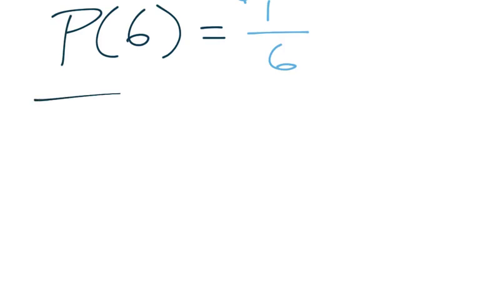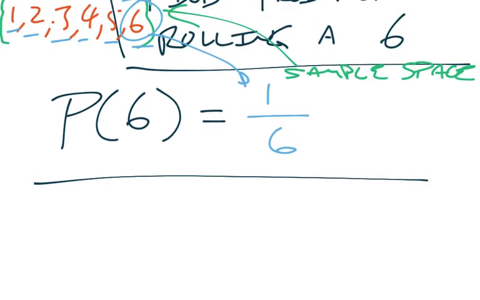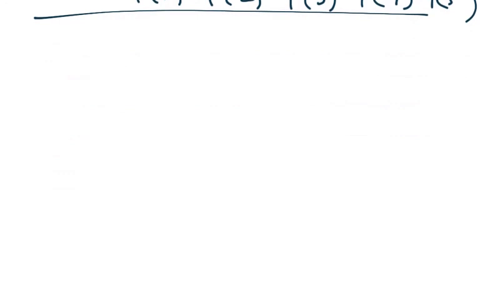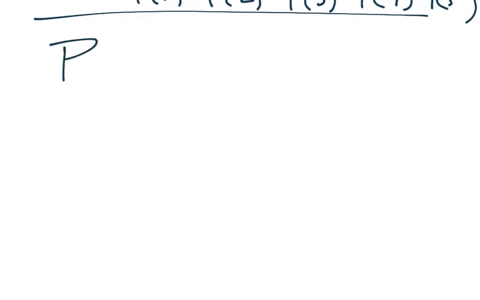Alrighty, let's ask a more complicated question. By the way, 6 was not special here at all. This is the same as the probability of a 1, a probability of a 2, a 3, a 4, a 5. They're all equally likely, so their probabilities should all be the same. They're all 1/6. So let's look at something a little more complicated.